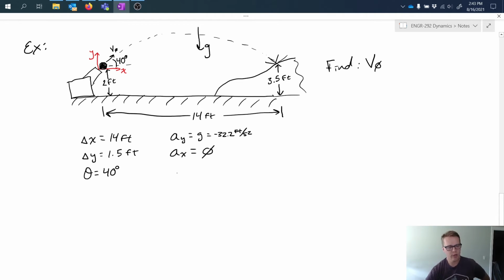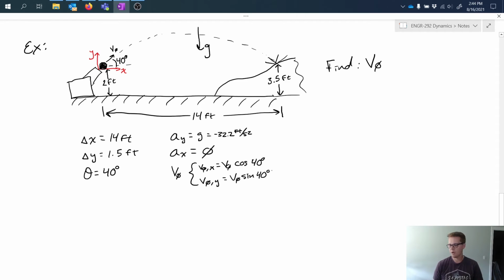The other bit of information that we maybe don't know is v naught, but we can break this down. We're going to define for ourselves v naught x is going to be equal to v naught, and then using geometry, cosine of 40 degrees, and similarly v naught y is v naught sine of 40 degrees. So we've got some equations.